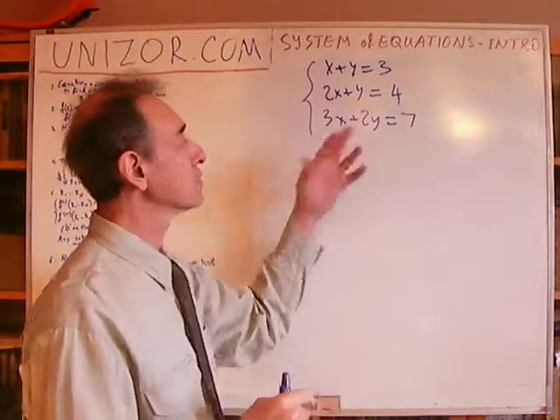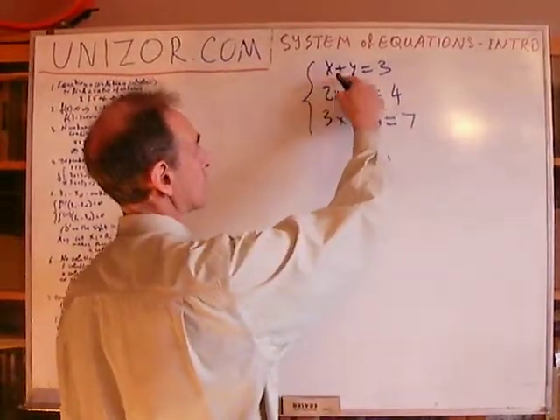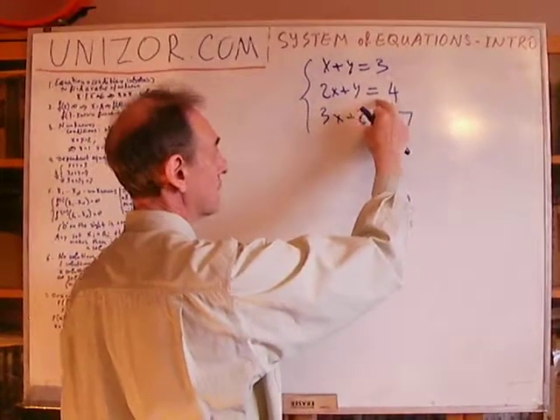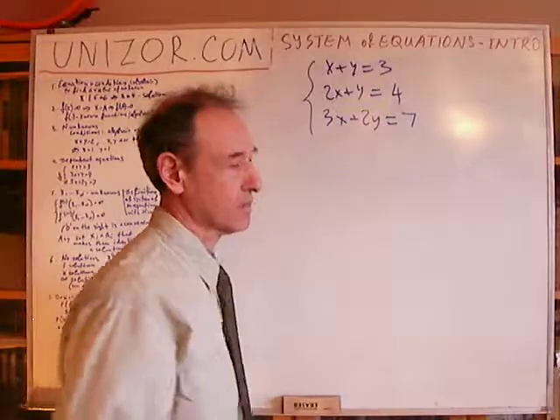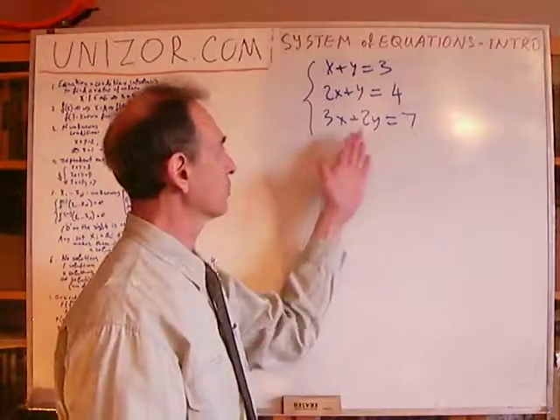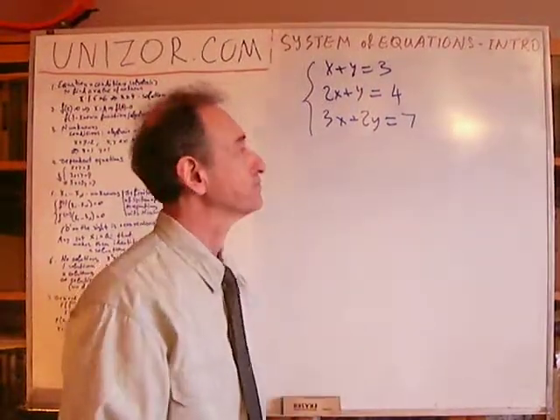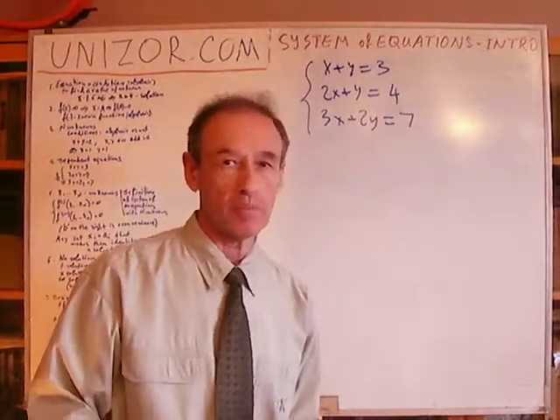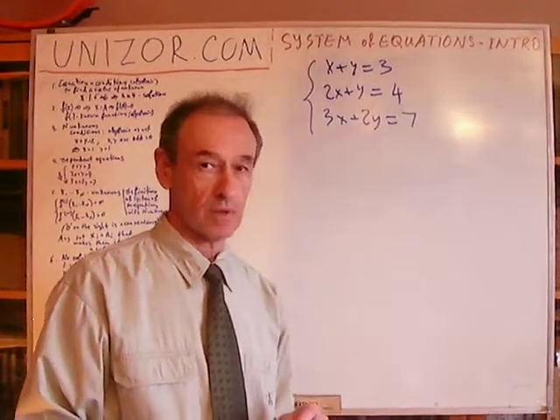It's easier for me to do it in this way, but obviously I can put it x plus y minus 3 is equal to 0, plus 2x plus y minus 4 is equal to 0, and same thing. So it doesn't really matter whether I put constant on the right or on the left. Now, what's kind of peculiar about this particular system of equations?